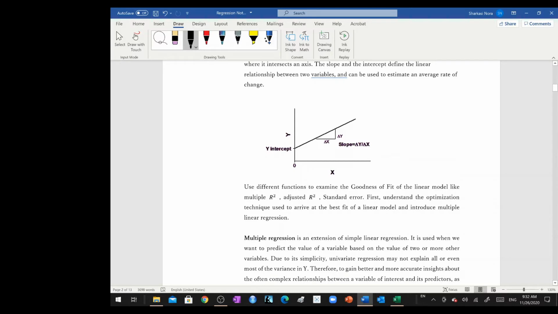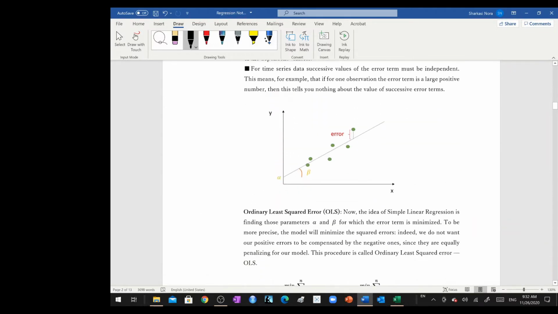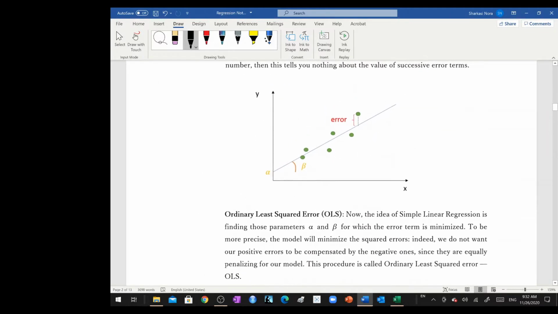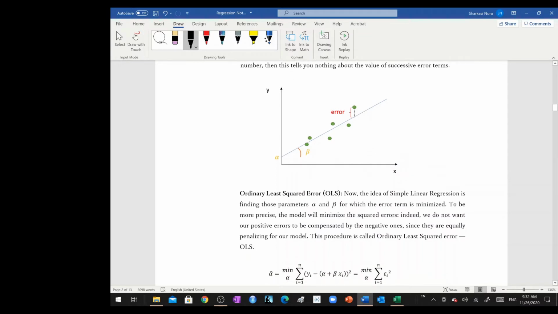So basically I'm talking about how do we specify this linear line. If we have multiple data points around it, how do we know that this is the best line? So basically, we use what we call the ordinary least square error, or least squared error. And this is a very simple idea.